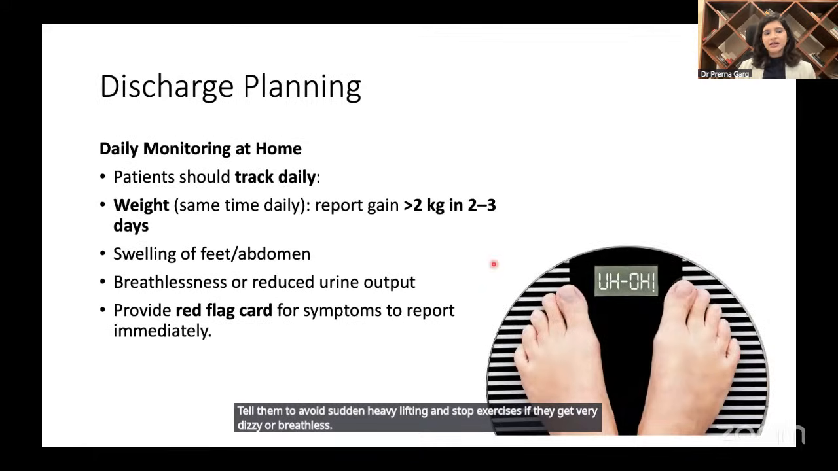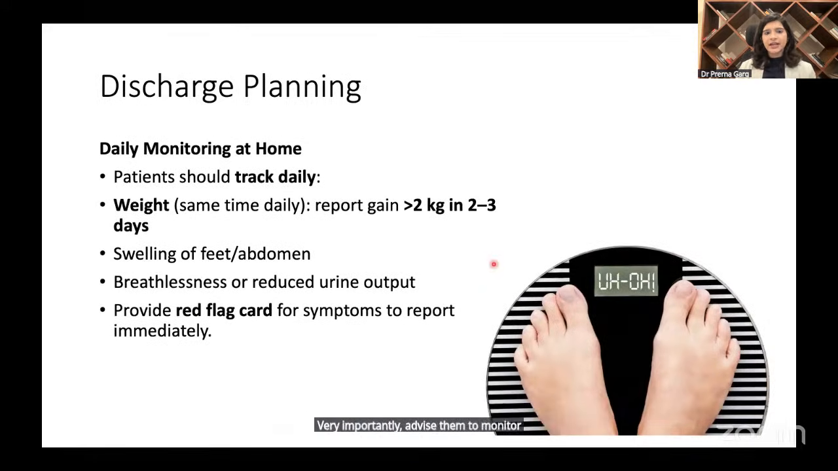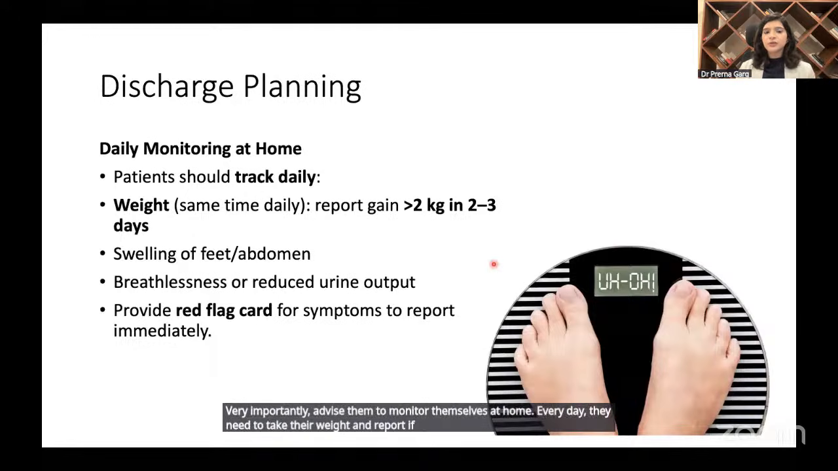Very importantly, advise them to monitor themselves at home. Every day, they need to take their weight and report if their weight gain is more than 2 kgs in 2 to 3 days. It is not possible that they have eaten so much that they have gained 2 kgs in 2 to 3 days. It is worsening heart failure.